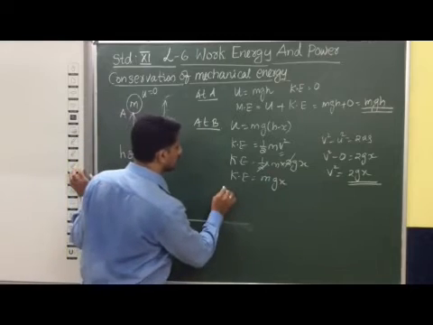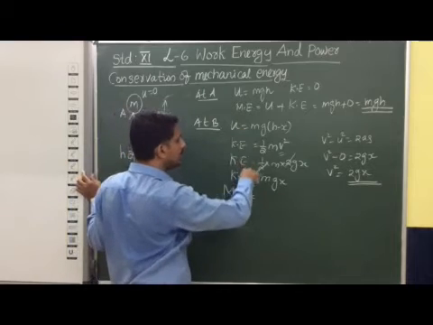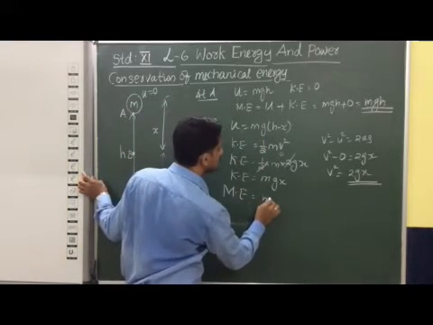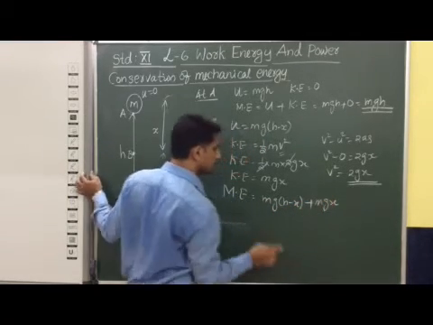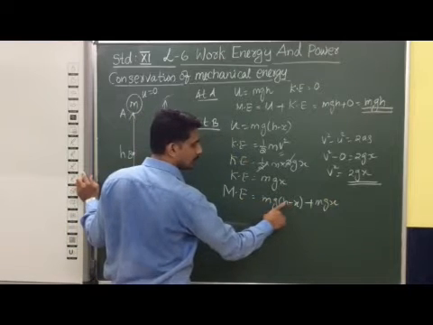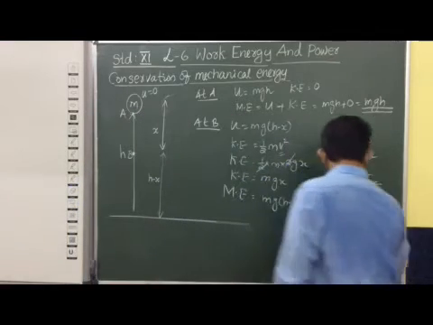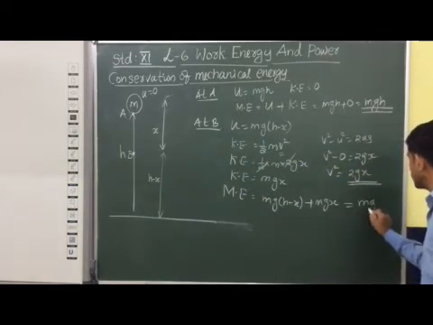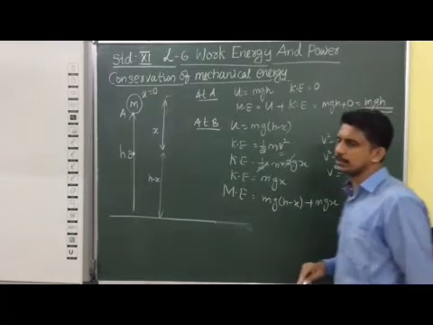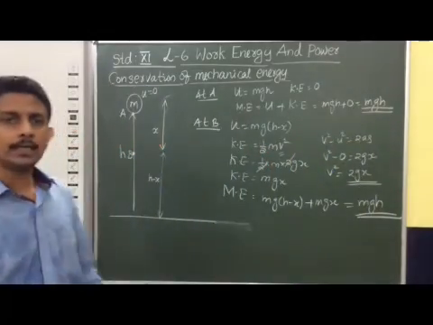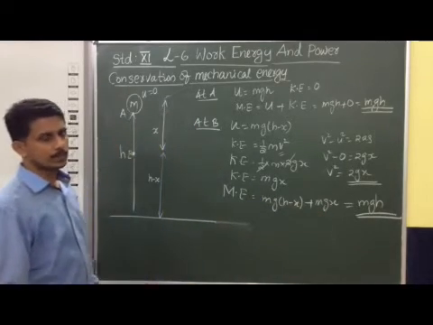So we can calculate the total energy, that means the mechanical energy of the body. It is the sum of kinetic energy and potential energy, that means mg into h minus x plus mgx. You can observe that the minus mgx and plus mgx cancel. Ultimately the total energy, that means the mechanical energy at this point B, is mgh.